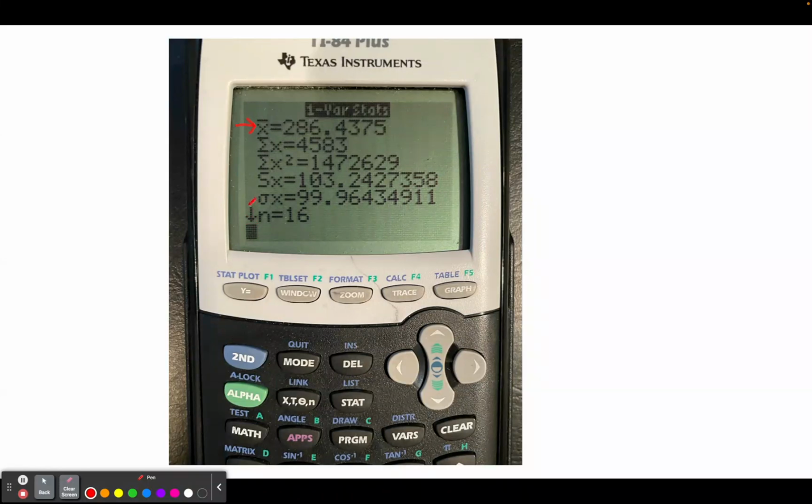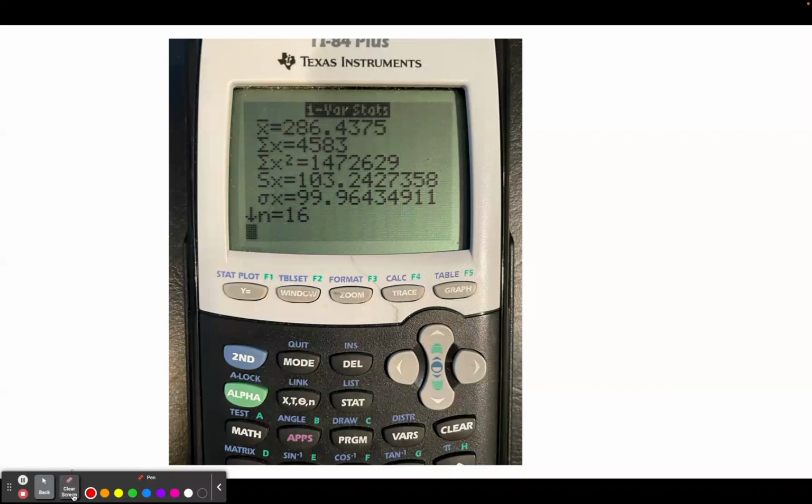The other value that we're going to look at though today is the standard deviation. And the standard deviation is right here. That's the S of X. And notice that in this case, that's about 103.24, and our mean is 286.4375. Just to make things easier for this problem, we're going to round those off to whole numbers. Typically, we won't do that, but in this one, just to keep it a little bit simpler, we're going to round those to whole numbers.